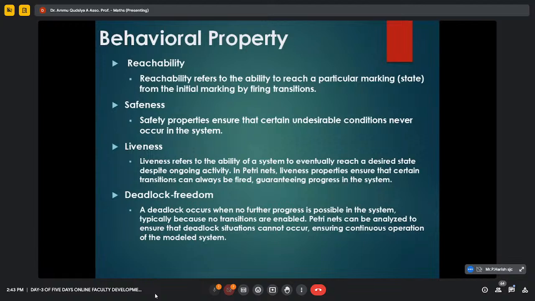Reachability is when you start with something, you are doing some modeling or studying something, and there will be an end state. You want to see some results through some stages. You start with one stage, and after doing some experiments and changing the parameters, you come to an end stage. So reachability refers to the ability to reach a particular marking state from the initial marking by firing transitions. That is called reachability.